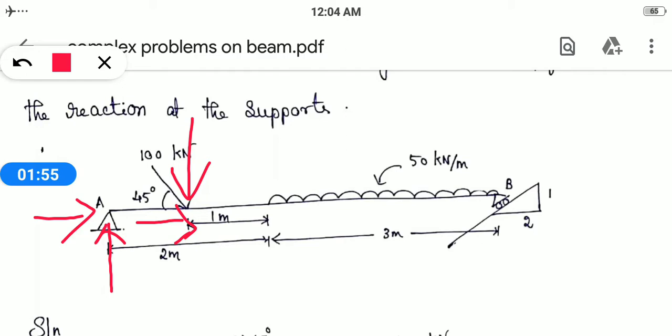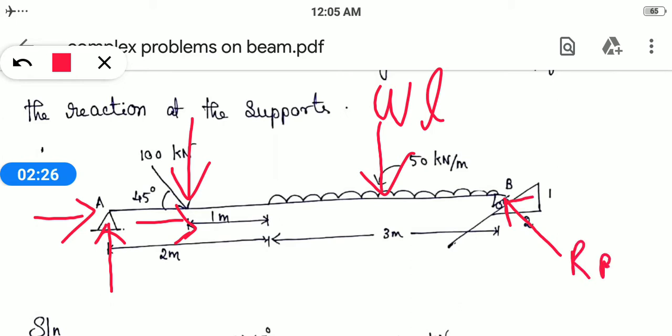Then what is the next load condition? This UDL we have to convert into a point load. How to convert? The UDL is 50 multiplied by the length, 3 meters, and you will get the point load. The only complexity here is how the reaction acts at B. This is your B and it is inclined, so automatically the reaction will also act in an inclined direction.